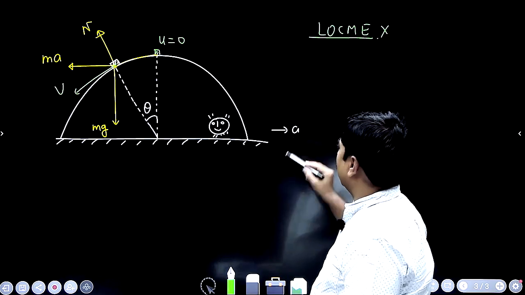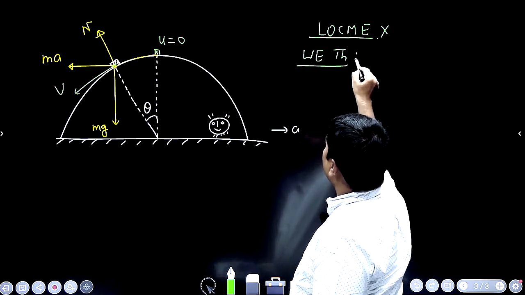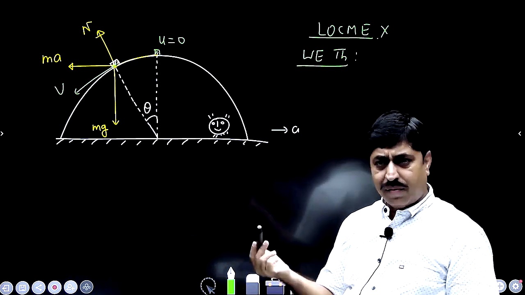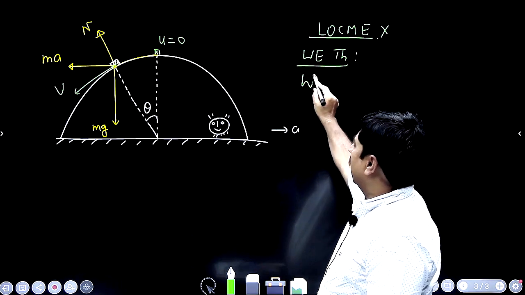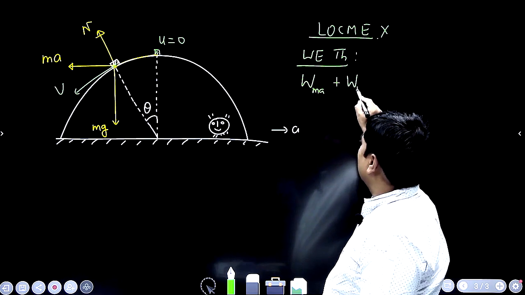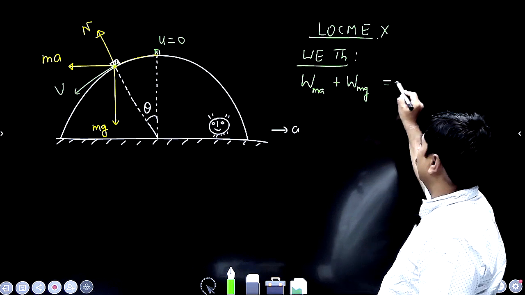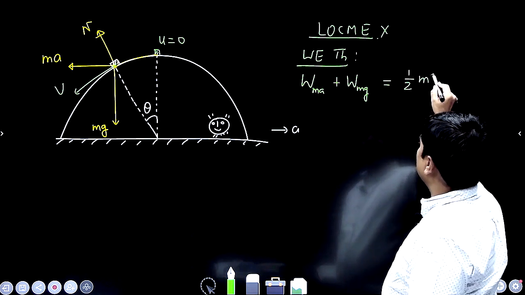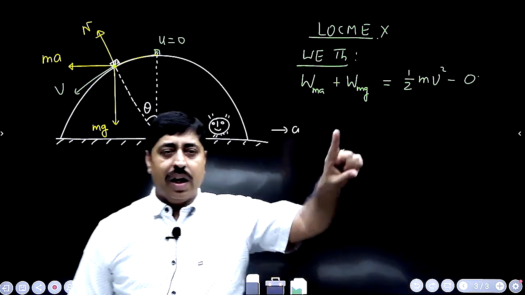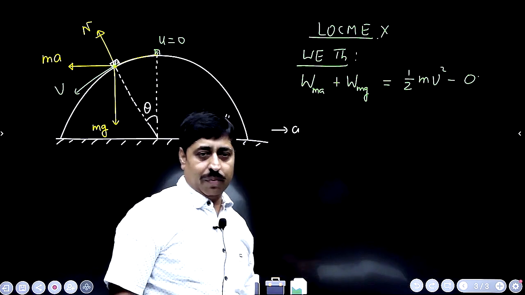What is work energy theorem? Work energy theorem says work done by all forces is equal to change in kinetic energy. Fine. So, work done by pseudo force Ma, work done by gravitational force mg, this will be equal to final kinetic energy minus initial kinetic energy. The initial kinetic energy of the block is 0 and the final kinetic energy is half mv square.